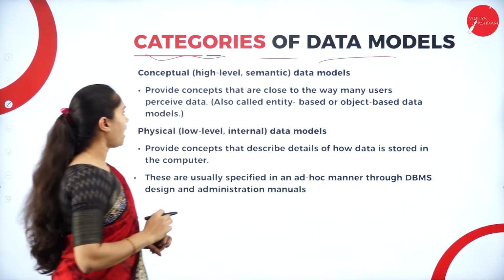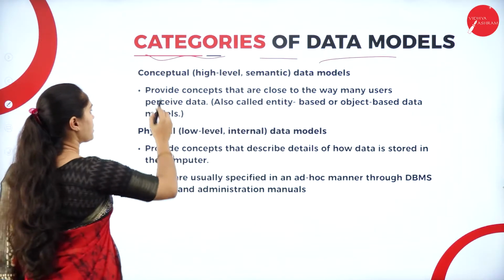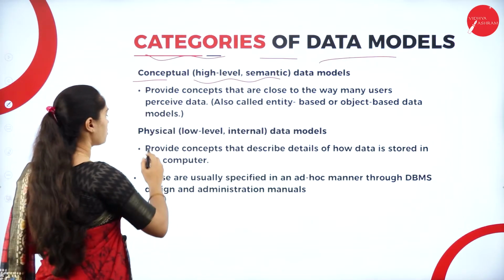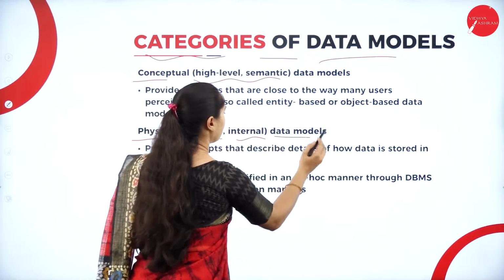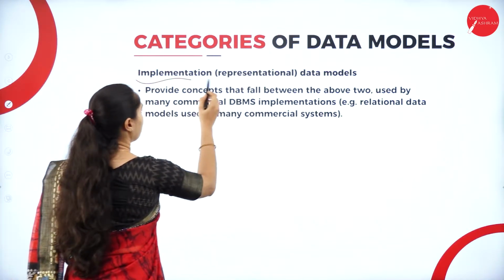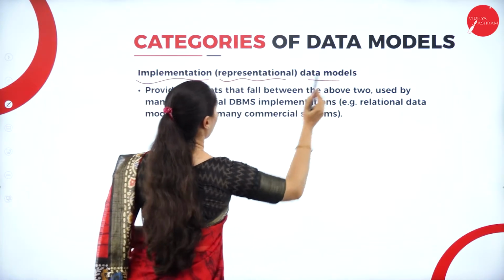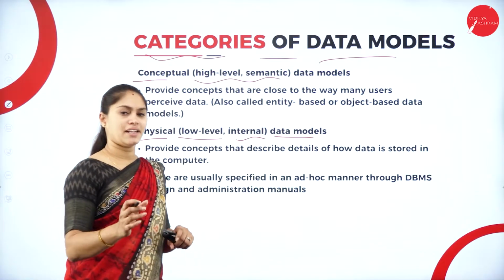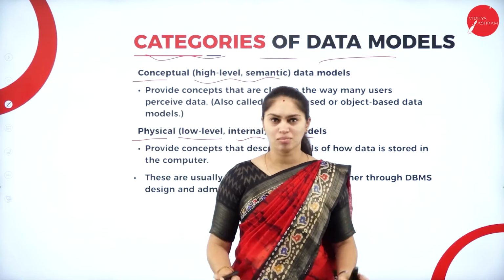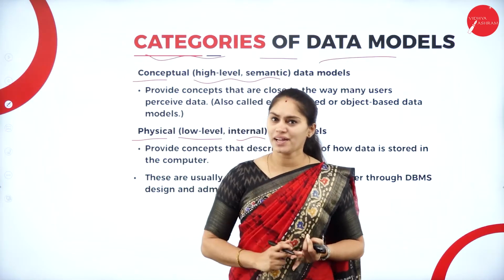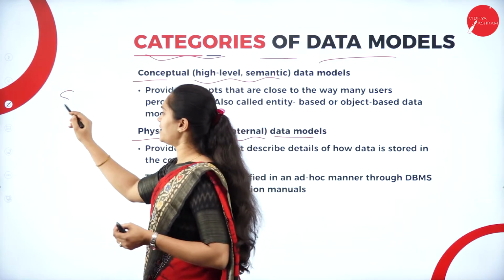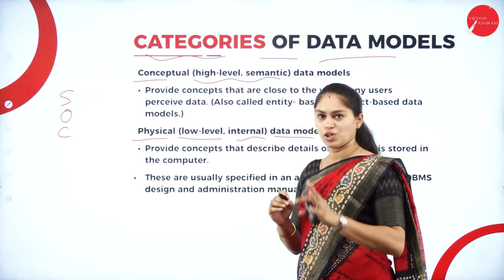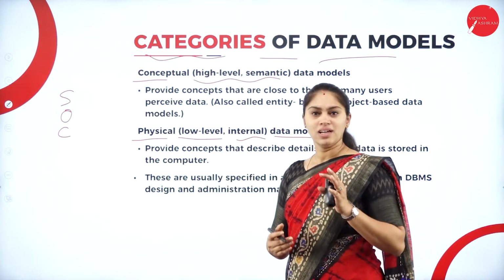We have three categories here. One is conceptual, or high-level, or semantic data models. We also have physical, or low-level, or internal data models. Next we have implementational, or representational, data models. So totally we have three categories of data models. As we all know, a data model is all about structure, operation, and constraint. Remember that as SOC. If you remember these keywords, they have to be used when writing the definition of a data model.